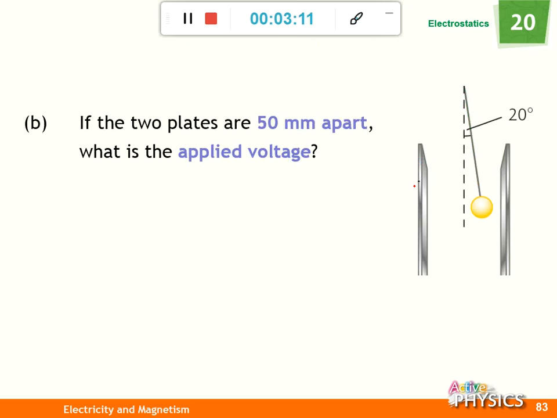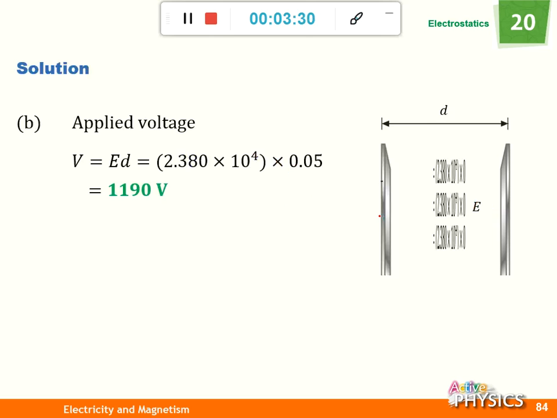Part B. If the plates are 50 meters apart, what is the applied voltage? It should be this equation. From the last part, part A, we know E. In this case, we know D. Then we can find out V. It should be this.